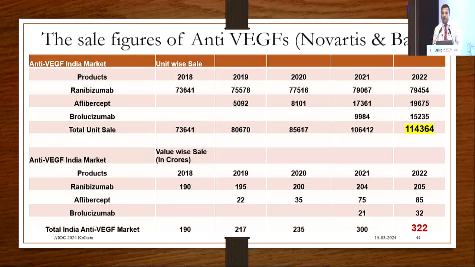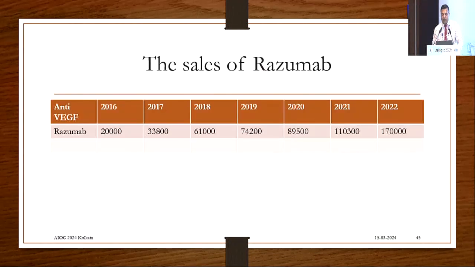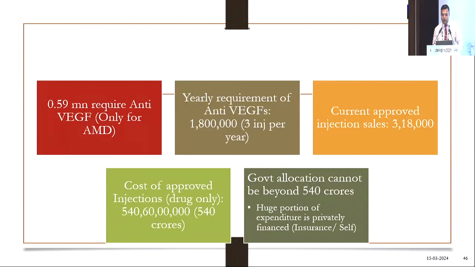When we look at the sale figures till about 2022, we see that there was just a sale of 1,14,000 units of anti-VEGFs, and the market share of 322 crore of anti-VEGF usage does not fill in this gap of about 4.5 lakh unmet need patients. The sale of ranibizumab has been steadily increasing. This solidifies our argument that biosimilars are doing well.